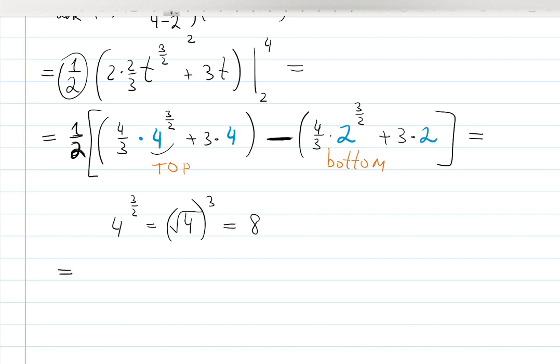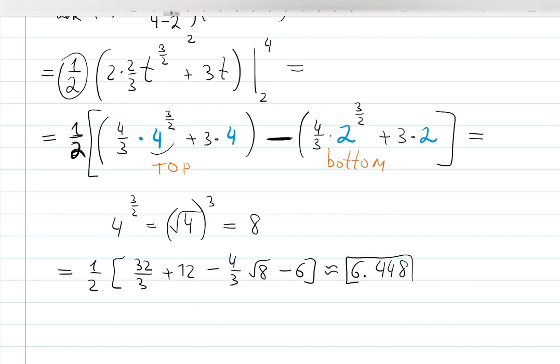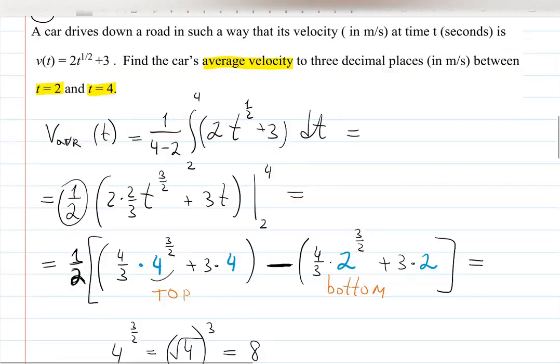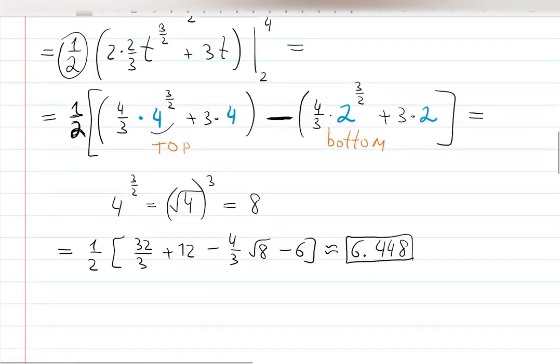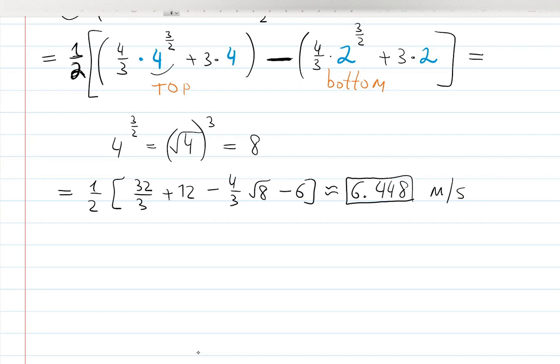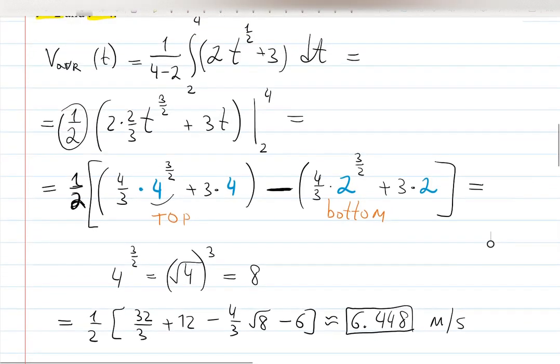Keep calculating and you'll get the nice answer, which is, what I got was 1/2 times 32 over 3 plus 12 minus 4/3 square root of 8 minus 6, and that's approximately 6.448. That's what it is. Average velocity was in meters per second. Meters per second. So that was my average speed.